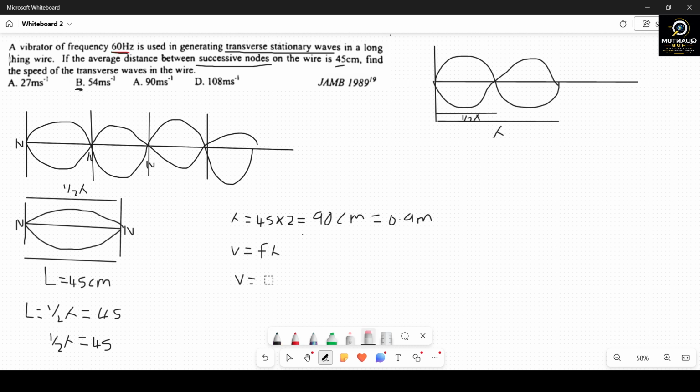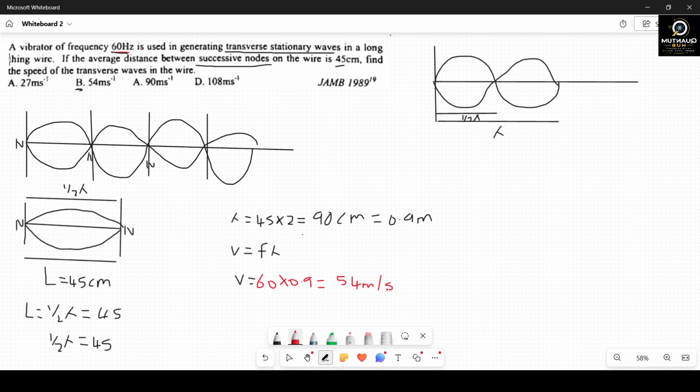So let me use red. So I have 60 multiplying 0.9. All right, so 60 multiplying 0.9 will be 54 meters per second. So this is how you will solve this question.